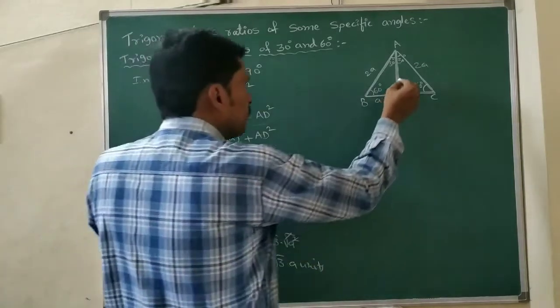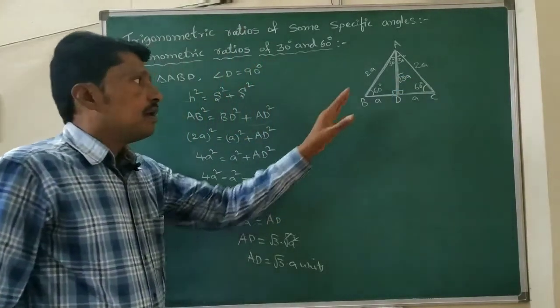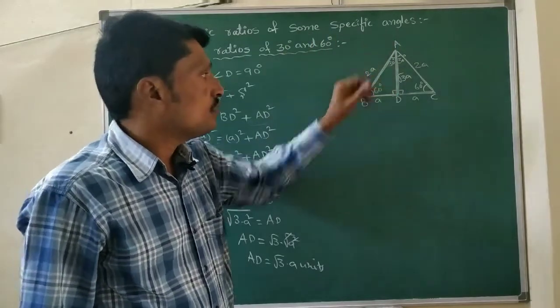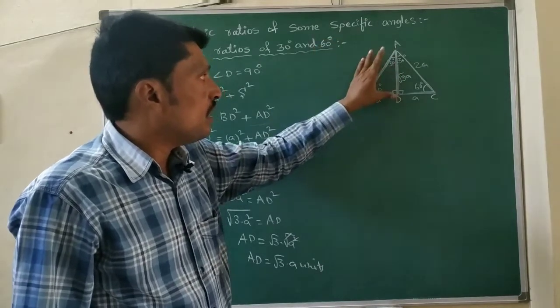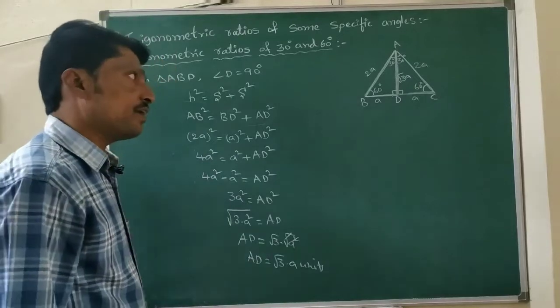So what is AD here? Root 3 into A is the length of AD. So AD is root 3 into A. This is the length of AD.